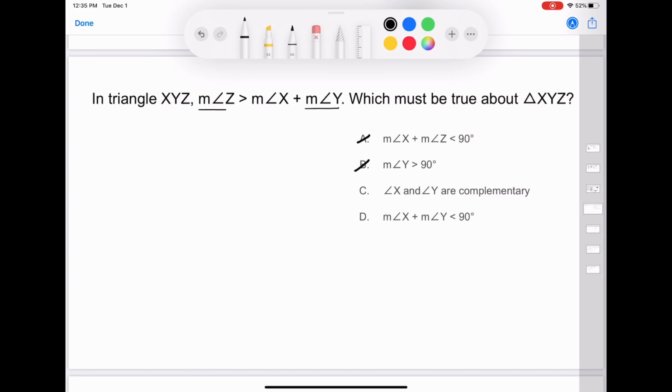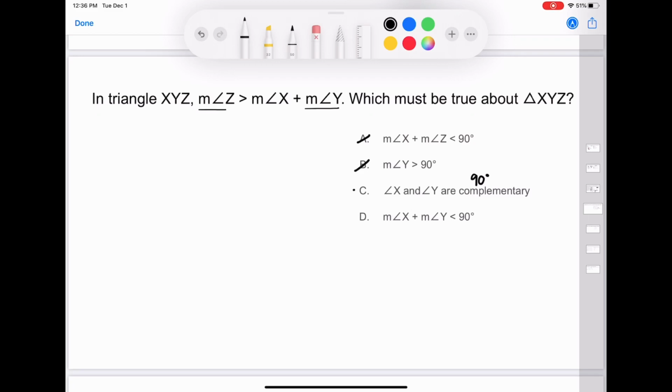Angle X and angle Y are complementary. Let us remember that angle X and angle Y being complementary means that when we add them together, they equal 90 degrees. Okay, so if they equal 90 degrees, then that means the measure of angle Z is greater than 90 degrees, which is reasonable, but it's not required. It's not required that angle X and angle Y be complementary to each other in order for this to be true. So it's a possible answer choice, but it's not required in every instance.